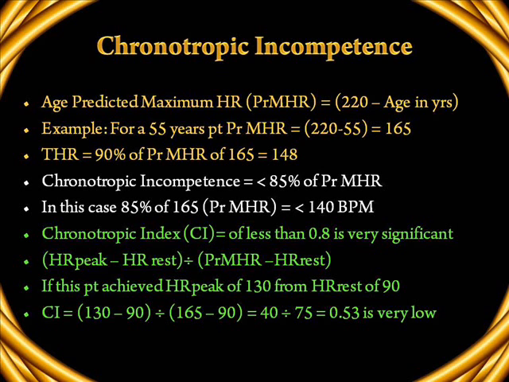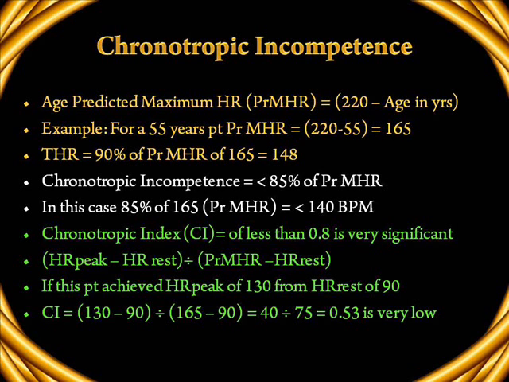And that is what is called threshold heart rate. Threshold heart rate is equal to 90% of predicted maximum heart rate. 90% of 165 in this patient, which is equal to 148. Supposing after the exercise or during the exercise, his heart rate goes up to 148, there is good chronotropic response.